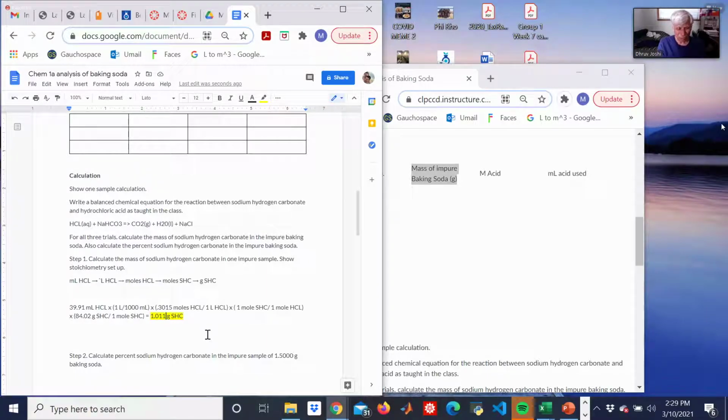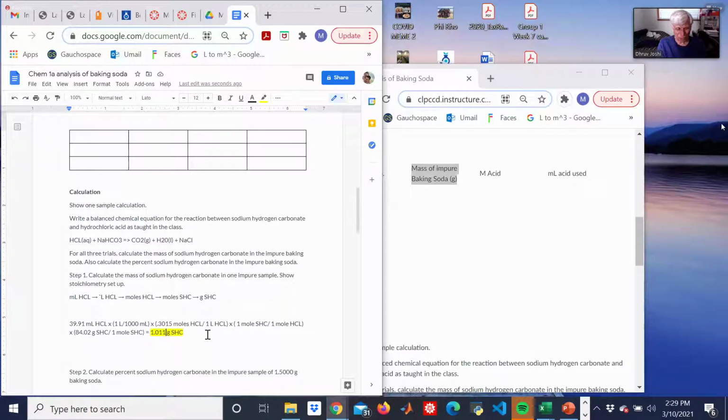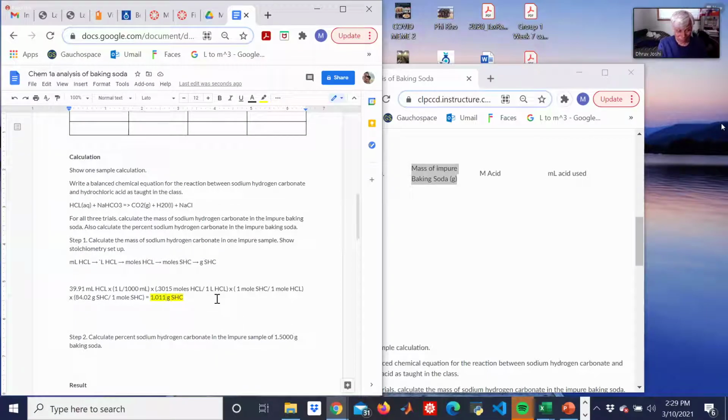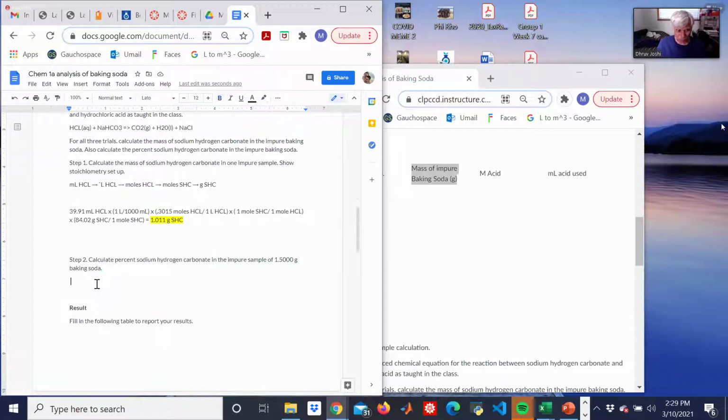All right. How did I know it was a wrong answer? Because we have 1.5 grams of impure substance. It has to have less than 1.5 grams in there. That's why I thought that there was a problem with the decimal point. All right, good. Now, step 2. Calculate percent sodium hydrogen carbonate in the impure sample of 1.5 grams. Everybody knows how to calculate the percent. So let's do the percent.